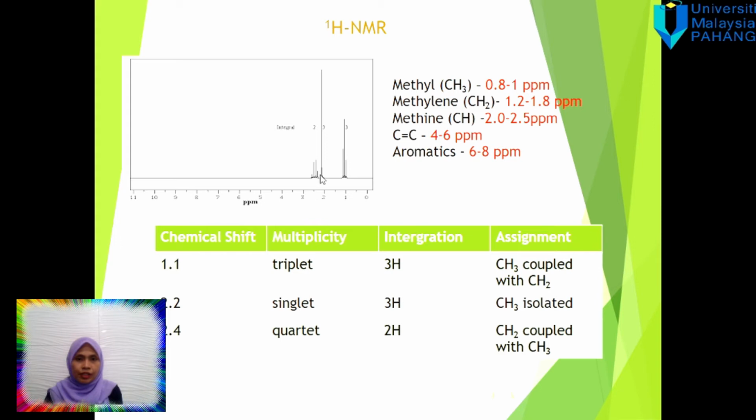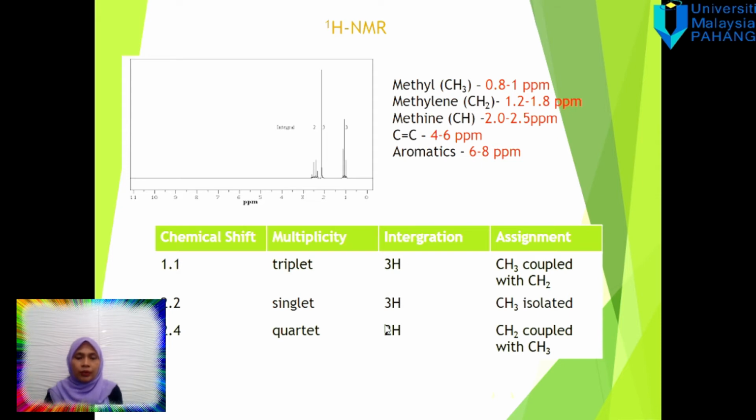And the next signal is 2.2. This is a singlet peak. Multiplicity is singlet and integration is 3H. Next is 2.4. The multiplicity is quartet and 2H. As we can see, the integrations are 3H, 3H, 2H.